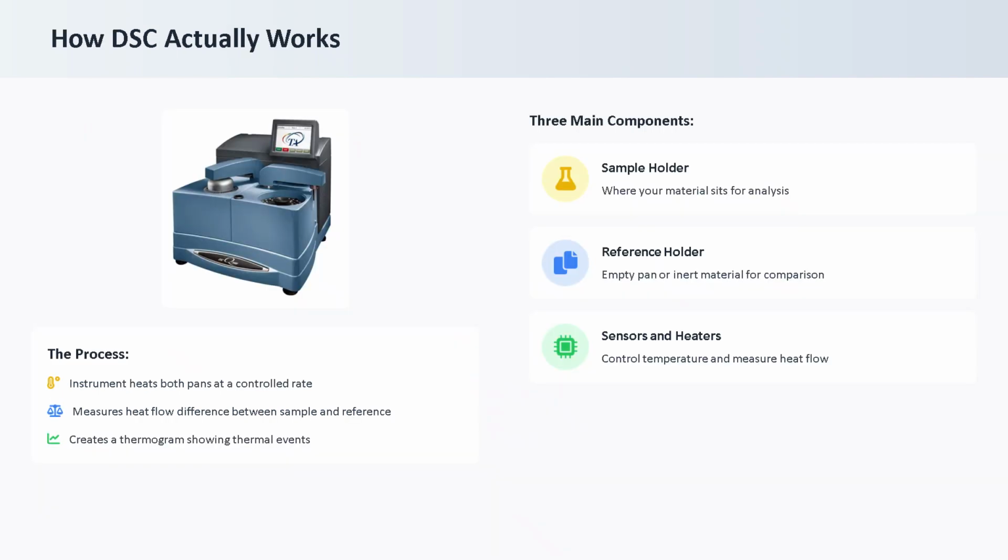First, the instrument heats both the sample and reference pans at a controlled rate. It continuously measures the difference in heat flow between them. These measurements are converted into a thermogram that shows where thermal events occur. The system has three main parts: the sample holder, where the test material is placed; the reference holder, which usually contains an empty pan or an inert substance; and sensors and heaters that precisely control temperature and measure heat flow.